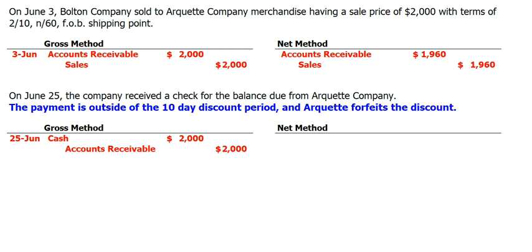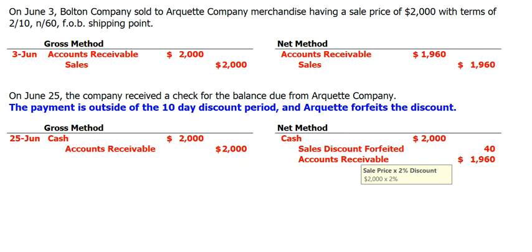Under the net method, Bolton will record the same $2,000 in cash, but only has $1,960 recorded on its books for accounts receivable. It will credit accounts receivable for the full amount, and the $40 difference will be recorded as a sales discount forfeited. Let's consider one final scenario.